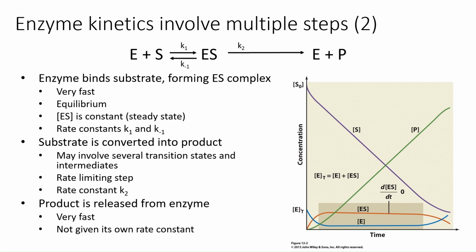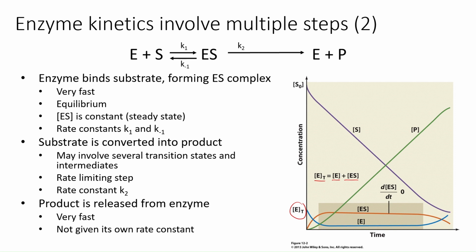So if we look over here, we have the amount of enzyme. The total amount of enzyme is shown here as E sub t, and that's a constant level. The total amount of enzyme is defined as the sum of the free enzyme that's available plus the amount of enzyme substrate complex.